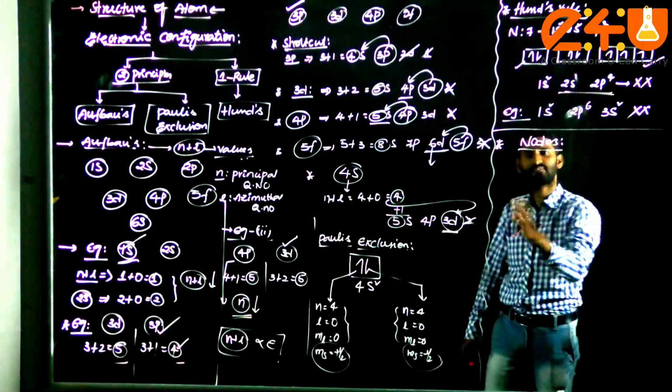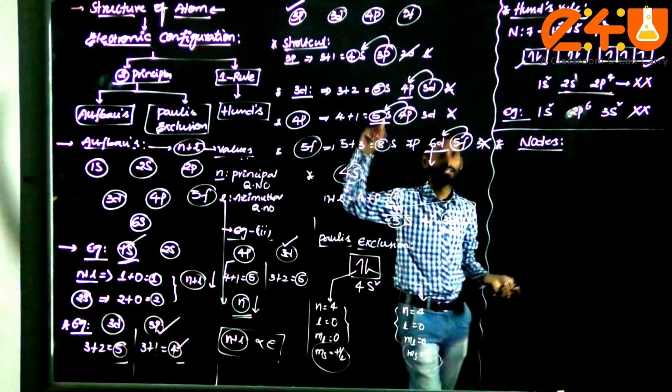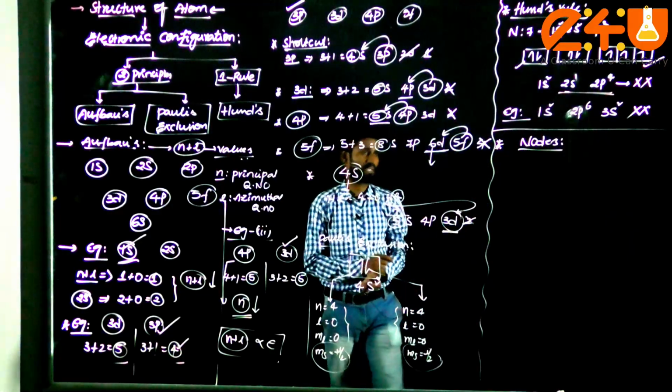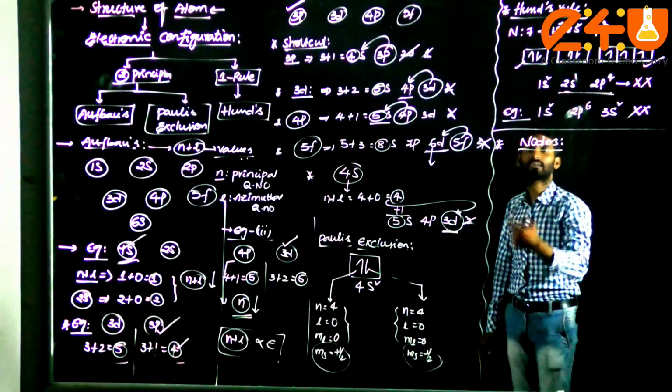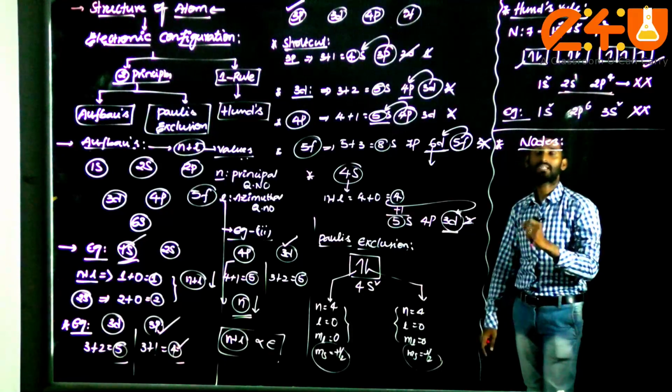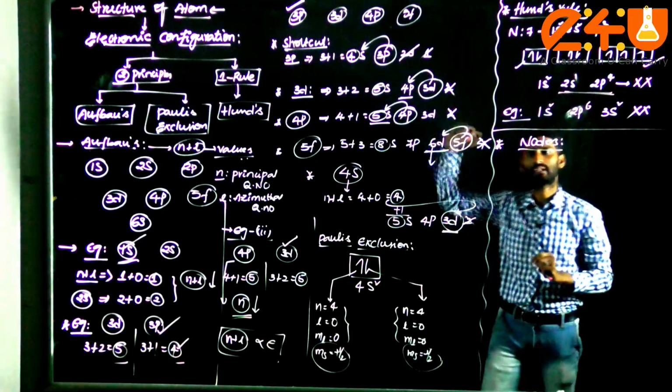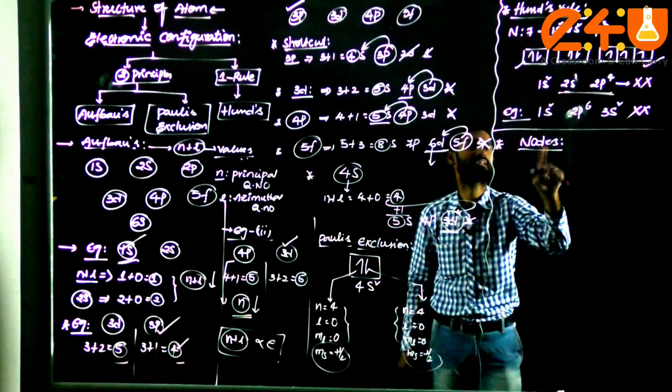Sir, what is the main difference between nodes versus orbital? An orbital is a 3-dimensional space around the nucleus where the probability of finding the electron is maximum. That is called an orbital, and this is called a node.